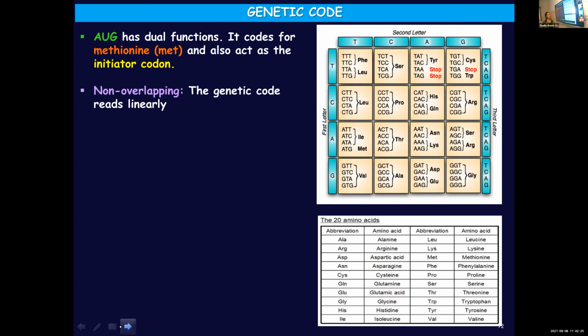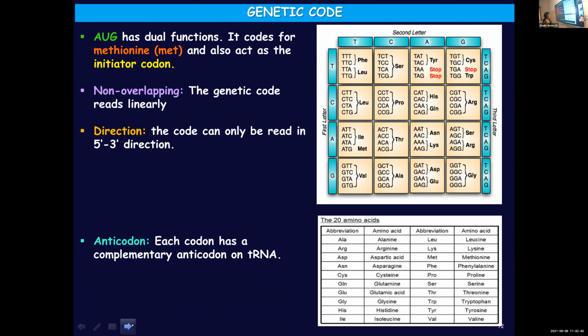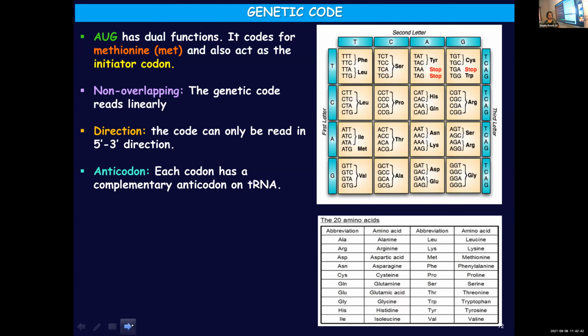Non-overlapping. Genetic code is read linearly. There is no overlapping. So each codon is separate and non-overlapping. Direction: the code is always read in 5' to 3' direction. Then anticodon. Transfer RNA has this anticodon. Each codon has a complementary anticodon on transfer RNA.